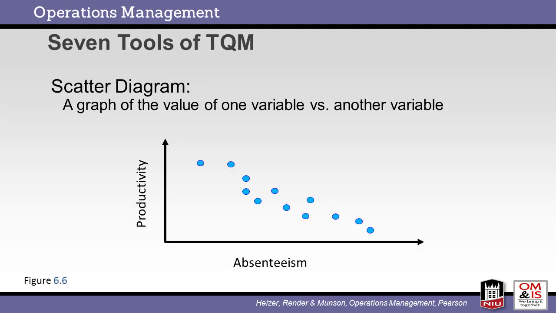The scatter diagram, our second tool, tracks the value of one variable versus another. Here we see that reduced absenteeism results in increased productivity.